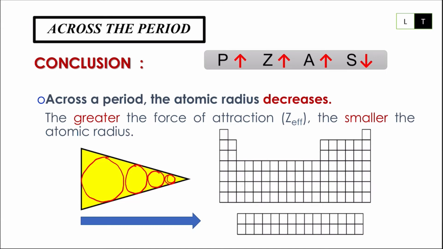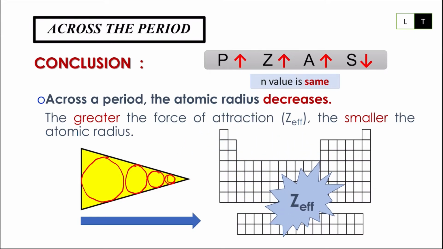So how do you want to know? Your question asks you to describe based on which layout. This is where you have to determine the value for n, the principal quantum number. If the n value is the same for the elements that you need to explain, maknanya kita akan gunakan PISAS. Hence, the factor will be ZEF.